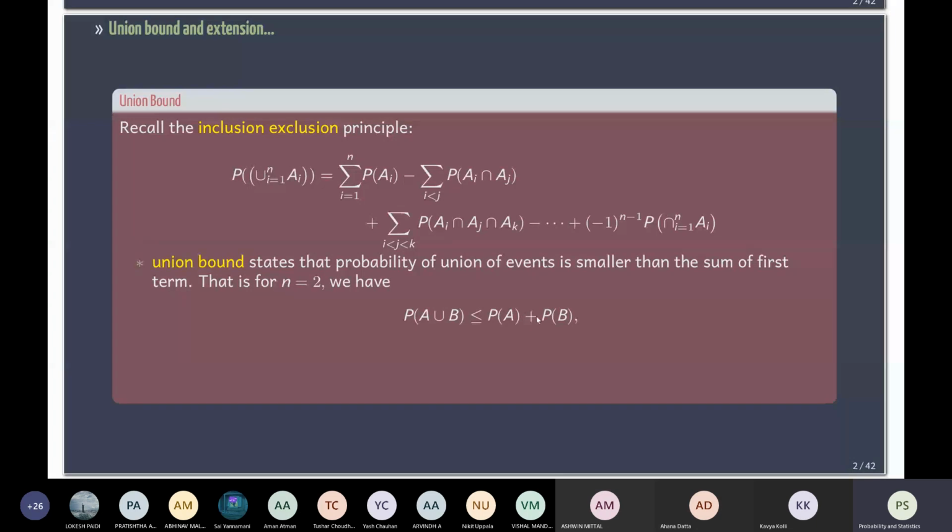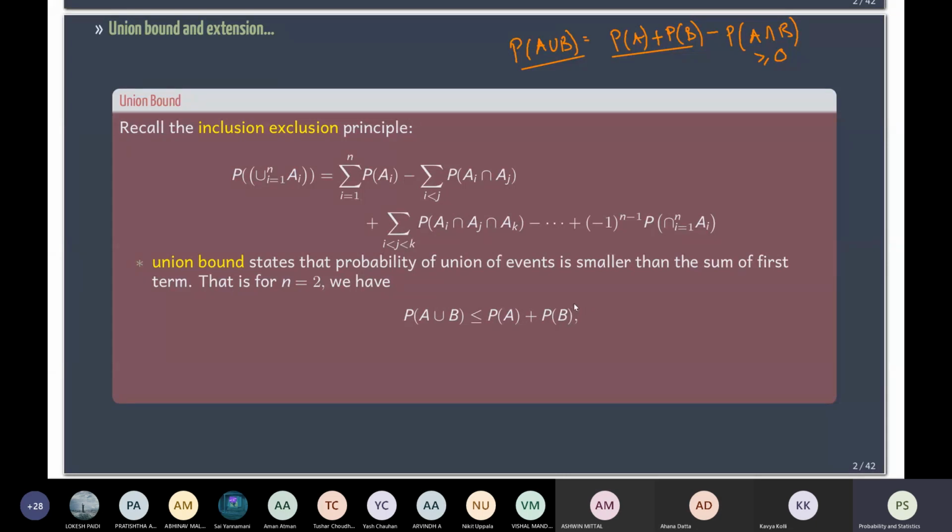Because we know that the probability of A union B is the probability of A plus the probability of B minus the probability of A intersection B, right? This last term is greater than or equal to 0. So if I drop it, the left side must be less than or equal to the sum, because I'm subtracting a positive quantity. So this proof is obvious.